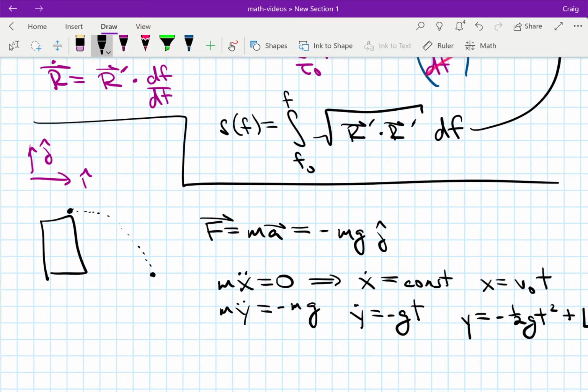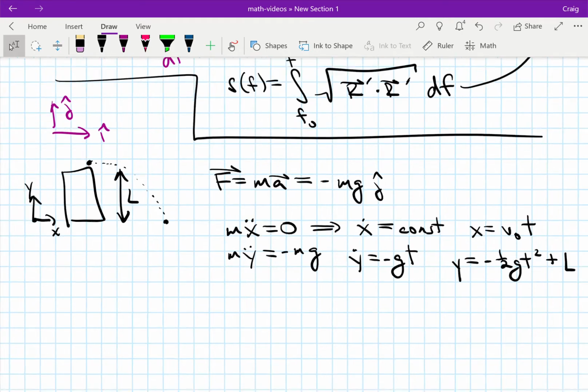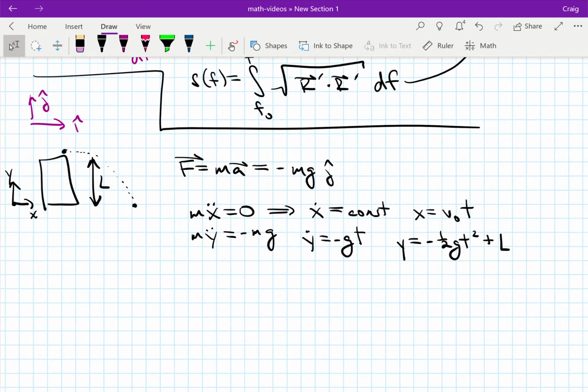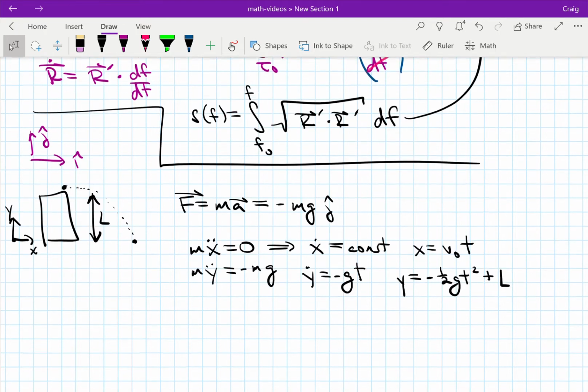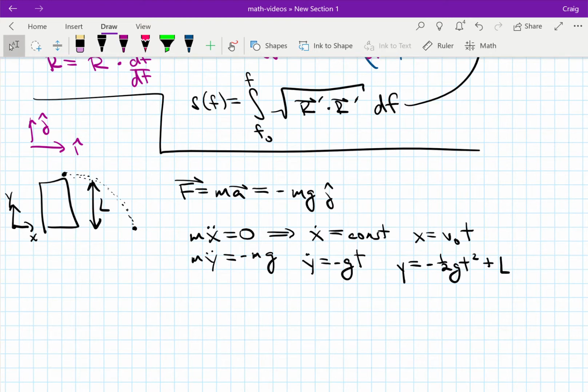Let's say that's my origin, and the height of the building is L. Okay, and it leaves with a horizontal trajectory. So now I have x and y as functions of time. So if I want to know what the arc length is, how far, not vertically or horizontally, but how far did the ball travel along that parabola, well, I have to integrate the speed.